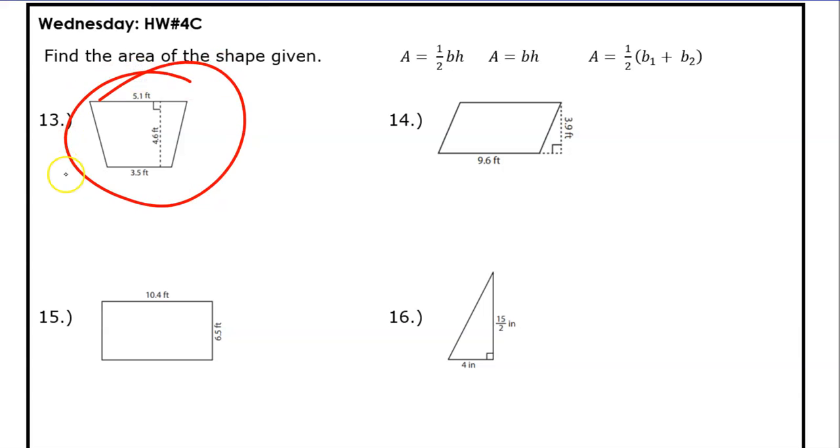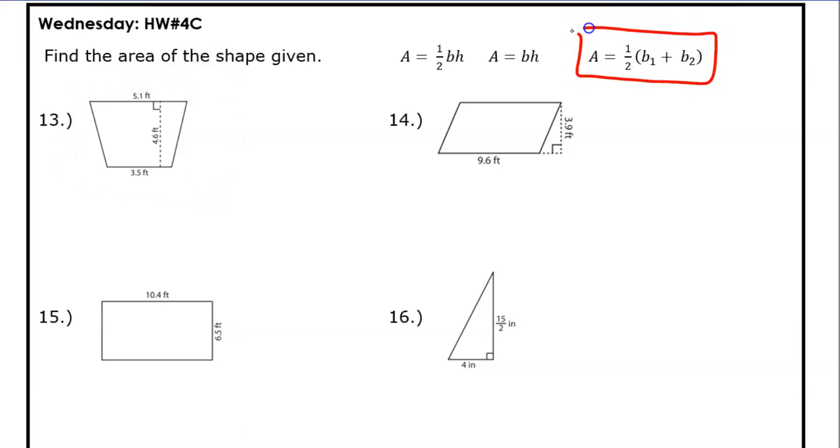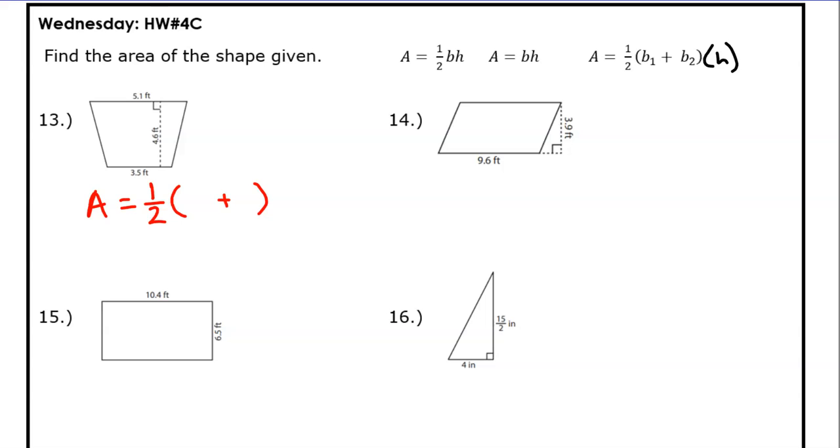So this first one here is a trapezoid, so I'm going to use the trapezoid formula. So I know I need a 1/2. I know I need parentheses and two base numbers. Oops, my formula is missing the H. I've got to fix that. And then I also need the height.